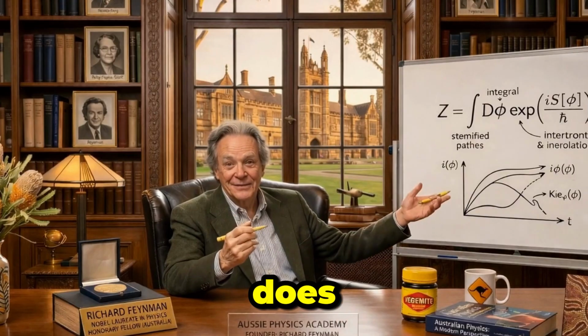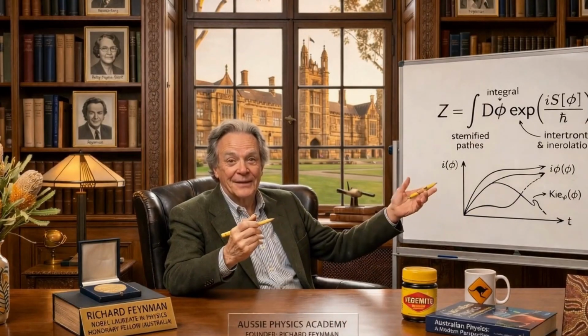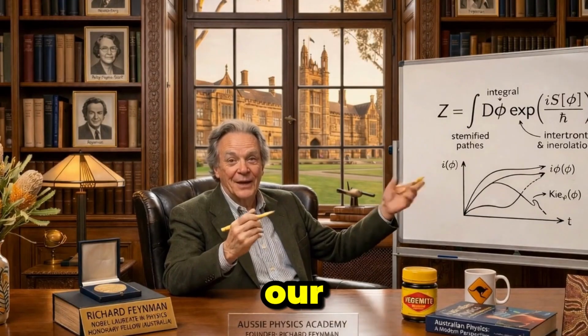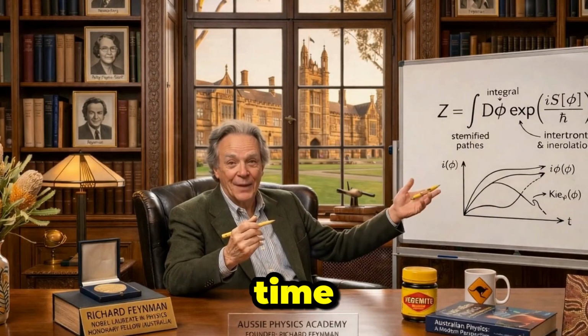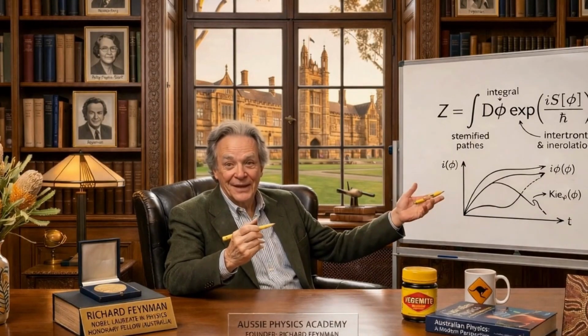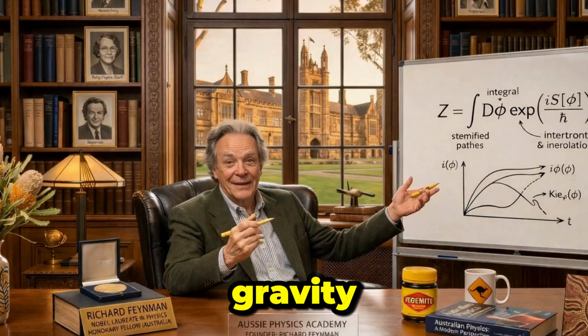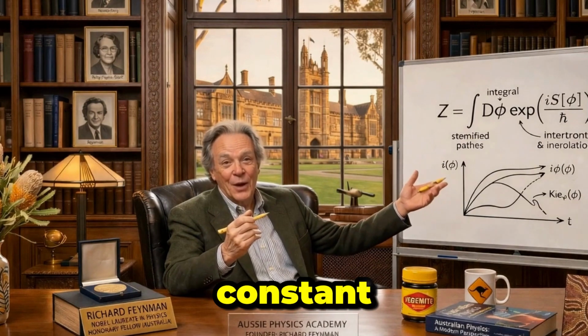It just does. Fast forward to 1905. Einstein publishes his special theory of relativity, which we covered in our last video. Space and time are not fixed. They are flexible. They depend on how fast you are moving. But special relativity had a gap. It could not account for gravity. It only worked for objects moving at constant speeds.